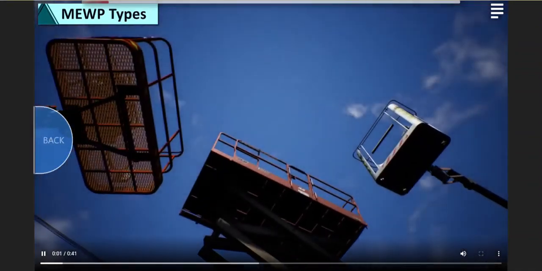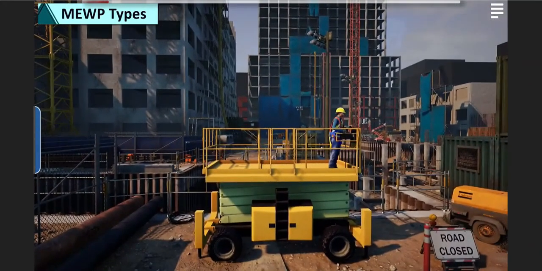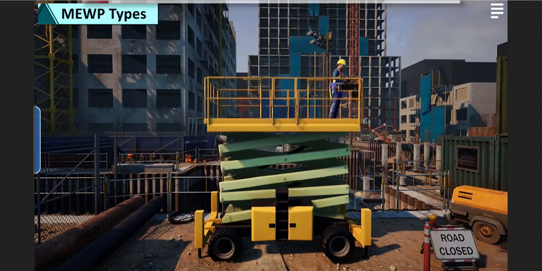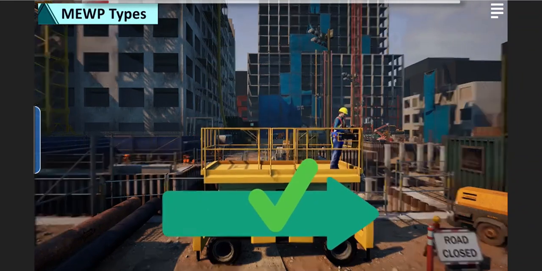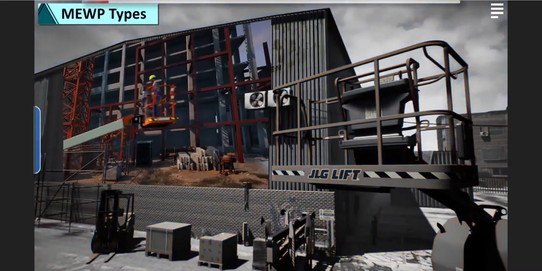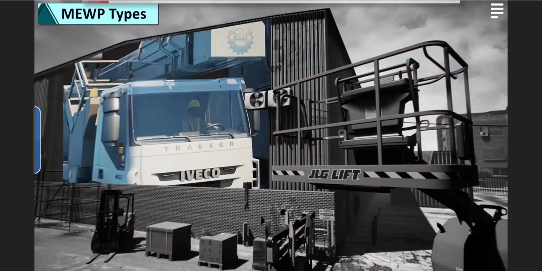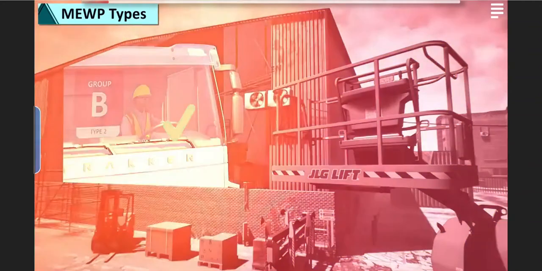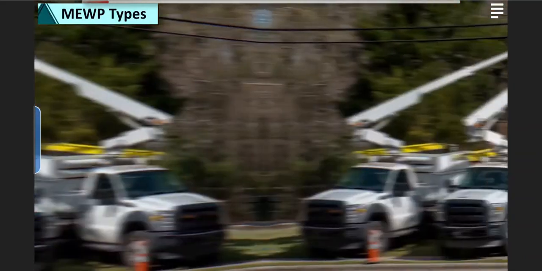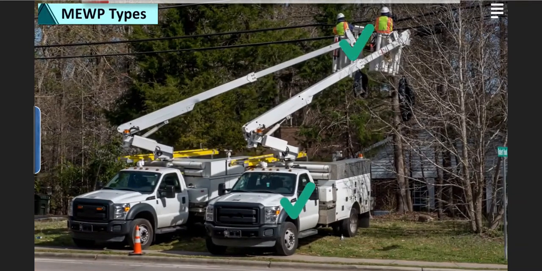Mobile elevated work platforms are also divided into 3 types. Type 1 MEWPs are not designed to allow travel while the work platform is extended. The work platform must be retracted and properly stowed before Type 1 MEWPs can be moved. Type 2 and 3 MEWPs both allow travel while the work platform is extended. Type 2 MEWPs can be driven in the extended position from controls on the chassis, while Type 3 MEWPs can be driven in the extended position using controls on the work platform itself. MEWPs which can be driven from both the chassis and the work platform are considered a combination of Type 2 and Type 3.